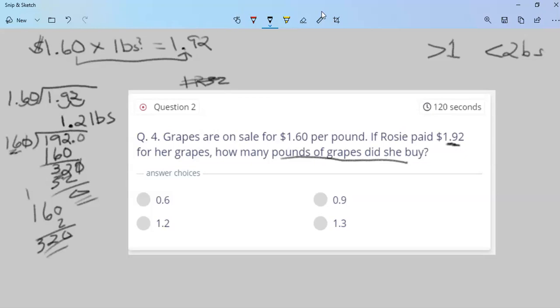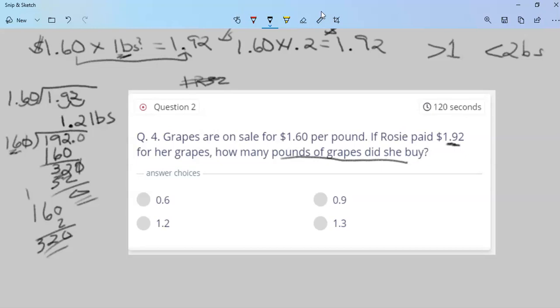So 1.2 times 160 would give us that 192. Or go back to the original $1.60 times, here was that question we had, how many pounds? Now we're saying it's 1.2 would equal $1.92. I want to remember that's money there. $1.60 times 1.2 pounds equals $1.92.